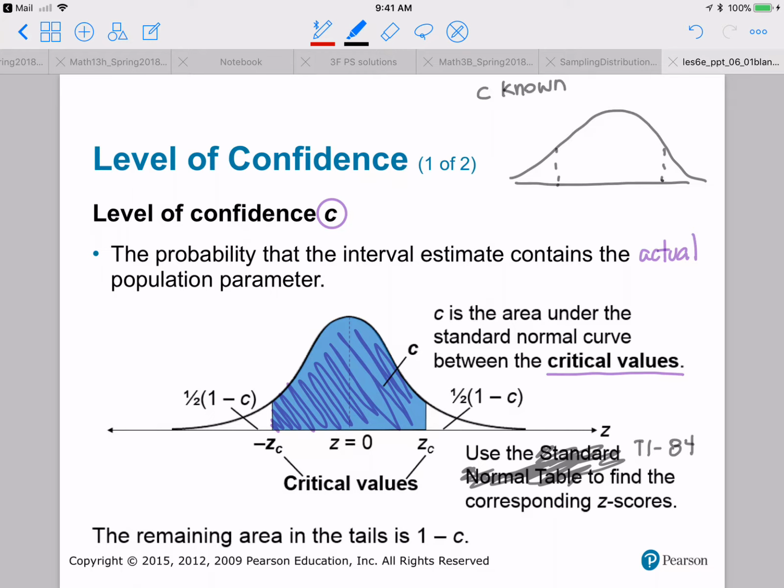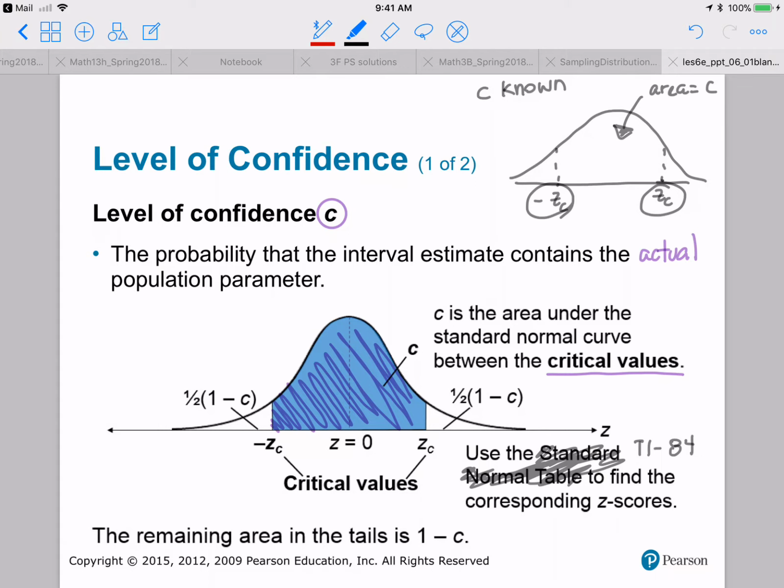And we want to find our critical values, negative ZC and ZC. That's the notation for the critical value, ZC. So if C is known, so this area is equal to C, right? And now we'll use symmetry and inverse norm to calculate our critical values.